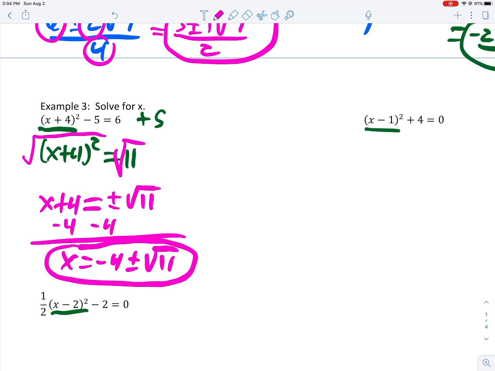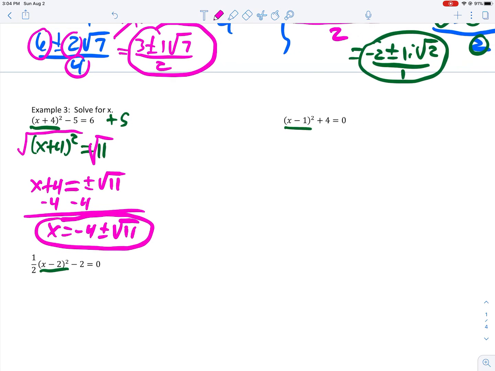So there you go. If you were to go any further, you would get decimal answers. So we will stop there. Okay, next example, same idea. I'm going to subtract 4.